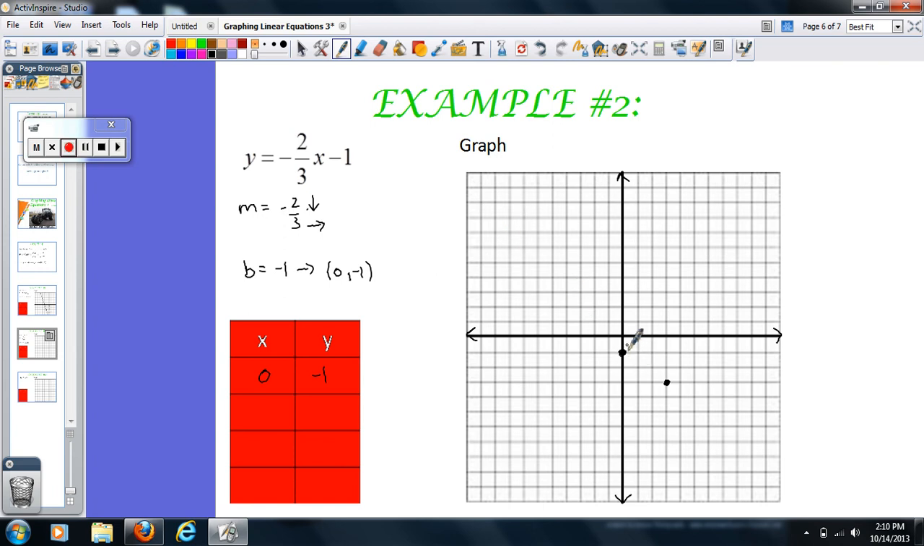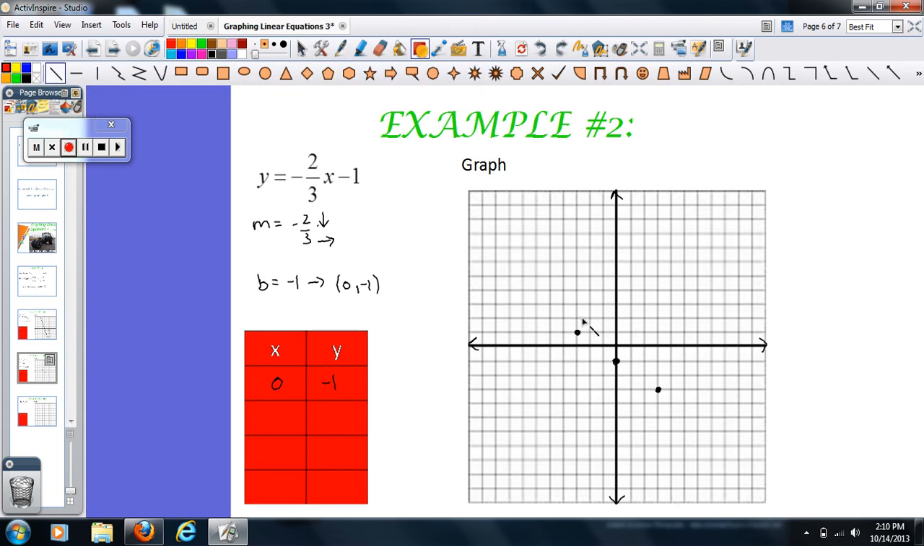So I can work backwards. Instead of going down 2, I can go up 2. And instead of going right 3, I can go left 3. 1, 2, 3. Which will put me right here. Here is my graph and my 3 points.